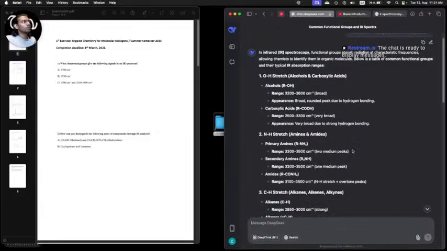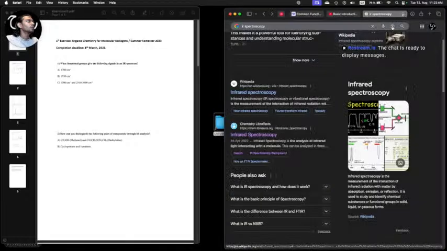So alcohols and carboxylic acids have not broad, very broad.